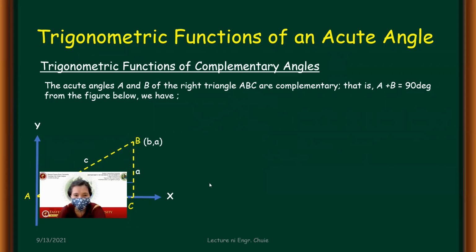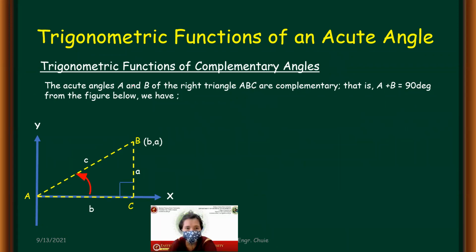Now, let's have another one. The acute angles A and B of the right triangle ABC. This is one acute angle here, and we have another acute angle. Since in a triangle we have 180 degrees, and one 90 degrees is already consumed in a right triangle, there is a remaining 90 degrees. So the 90 degrees is divided into angle A and angle B. We have angle A plus angle B equivalent to 90 degrees for a right triangle.